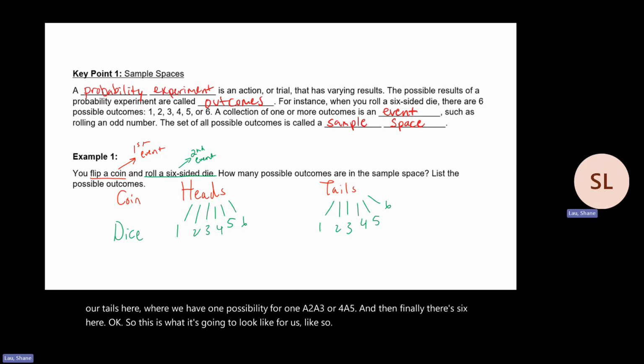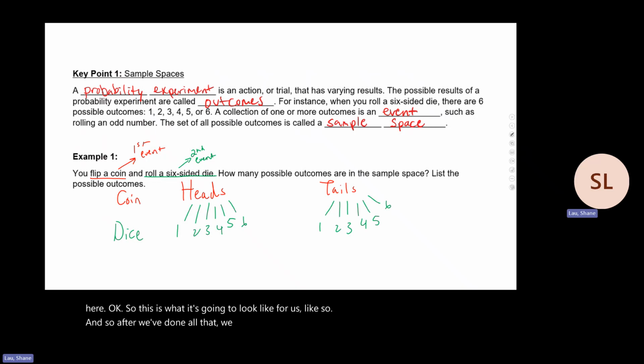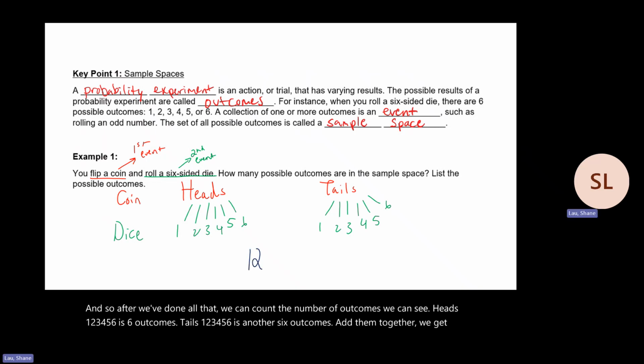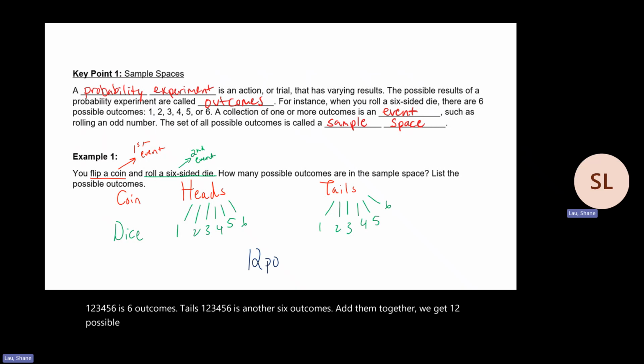After we've done all that, we can count the number of outcomes. Heads 1, 2, 3, 4, 5, 6 is 6 outcomes. Tails 1, 2, 3, 4, 5, 6 is another 6 outcomes. Add them together, we get 12 possible outcomes.